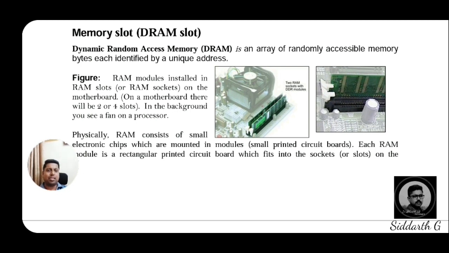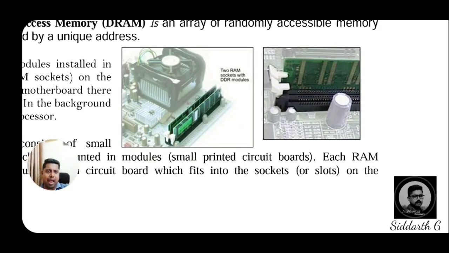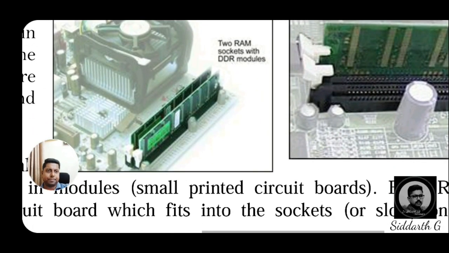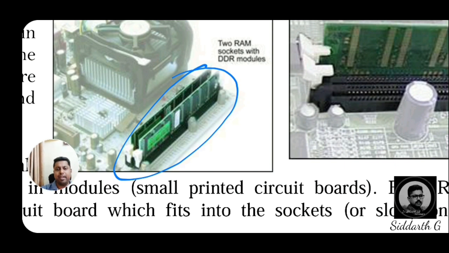So DRAM, dynamic random access memory, is an array of random accessible memory bytes, each identified by a unique address. When you look at the diagram, you can clearly see how the RAM looks. Two RAMs are inserted into two RAM sockets, with the DDR modules. We have different types of DDR: DDR1, DDR2, DDR3 RAMs. Nowadays we are using advanced versions of DDR3 and so on.